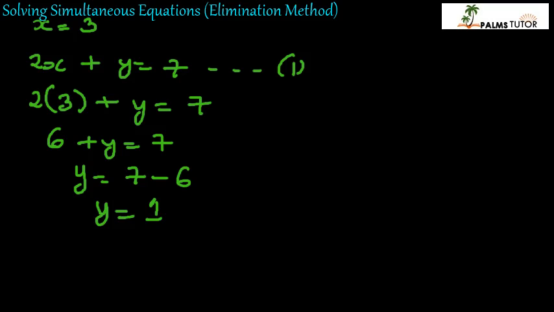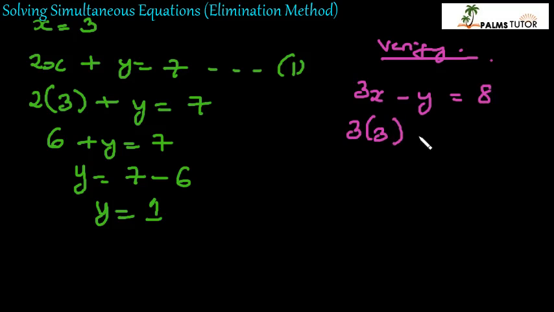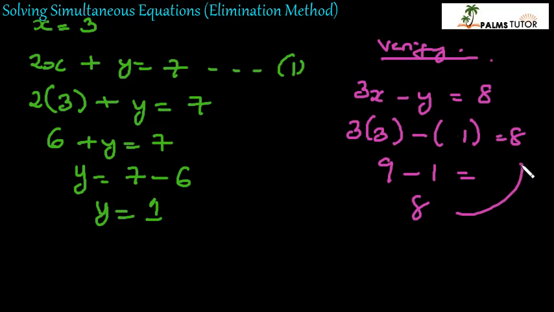Let's verify and see if our workings are correct. It's very important for you to always try to verify. So let's use equation 2 to verify. My equation 2 says 3x minus y has to be equal to 8. Now x equals 3, so we have 3 in brackets, minus y, and y equals 1. So 3 multiplied by 3 equals 9, minus 1 equals 8. 9 minus 1 is actually 8, so we are right, 8 equals 8. And that's how to verify whether you are right or wrong.